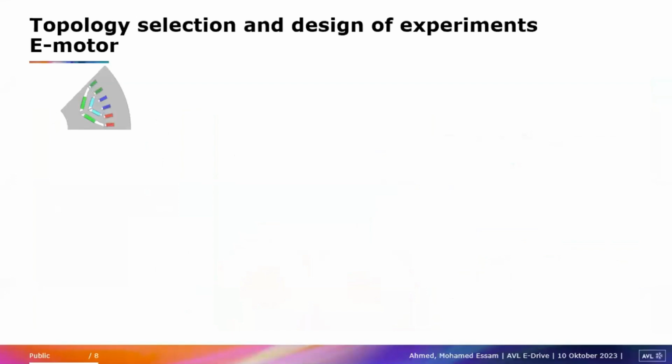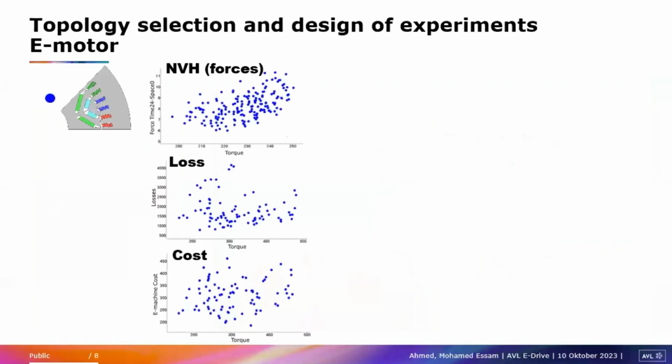Then an example here of global topology selection merged with design of experiment. First we would start with one topology, parameterize it, and create a lot of geometries out of it, for example 2V, 48 slots, 4 hairpins per slot. You can see each geometry for a single topology would have different responses in terms of forces, losses, and cost.